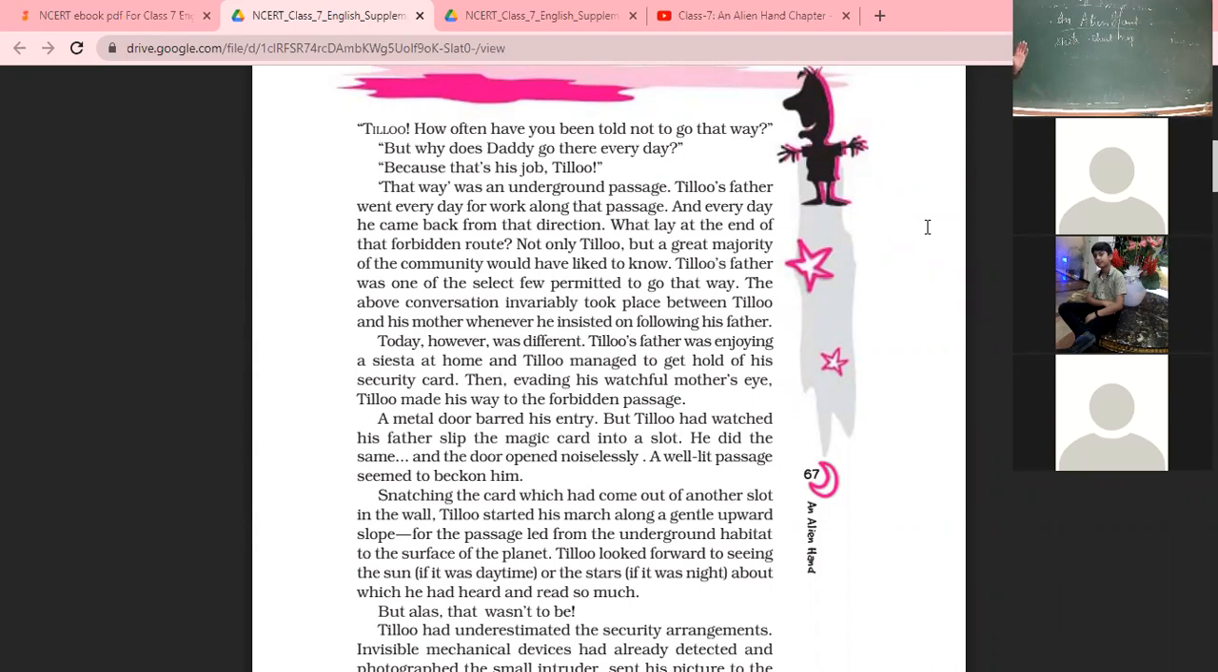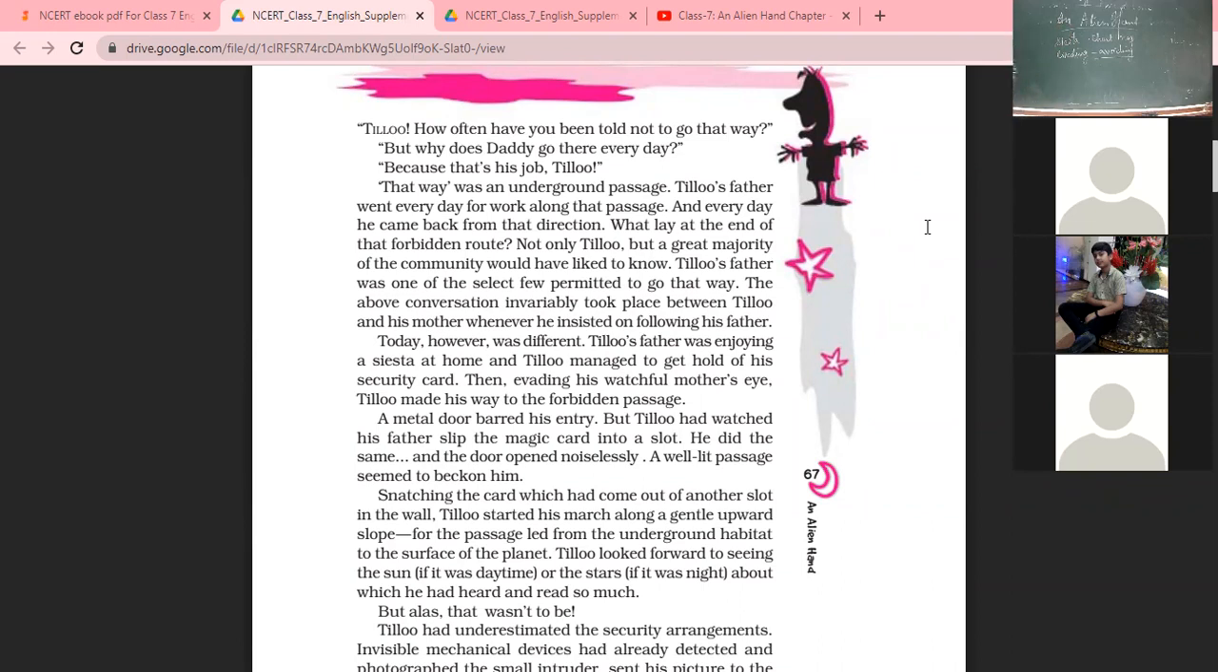Then, evading his watchful mother's eye. Evading means avoiding, not to be caught hold of, so that his mother could not catch him. Mother was very watchful; she would immediately come to know. So evading his watchful mother's eye, Tilu made his way to the forbidden passage. Avoiding his mother, he stealthily went to that secret passage so that nobody would come to know. Is this right or wrong?